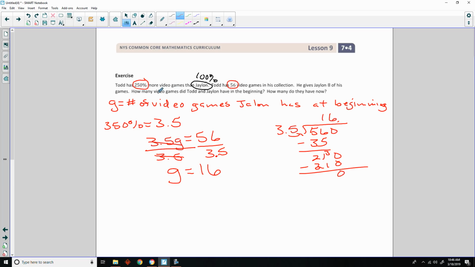How many video games did Todd and Jalen have in the beginning? So G is the number of video games Jalen had, so this is Jalen. Todd had how many? 56. Todd has 56 games in his collection.